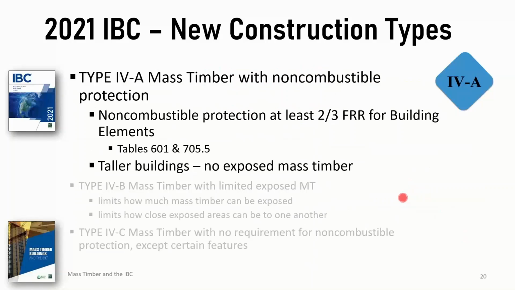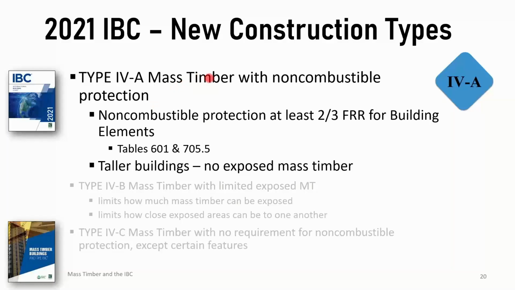So here's the new deal. We've gone into great detail in some of our other webinars, but this principle here about the 2/3 of the fire resistance rating being achieved by the non-combustible protection on the mass timber. That's a new principle for the three new construction types. It does not apply to any other of the existing construction types.